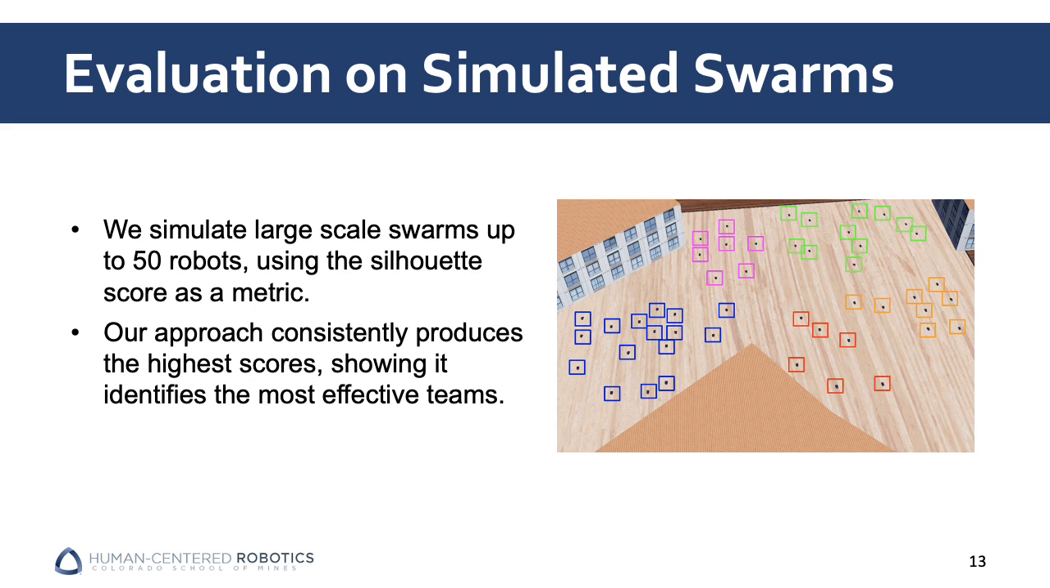So we next simulated multi-robot systems that don't have ground truth team assignments. We simulated swarms of between 10 to 50 robots and divided them into 3 to 5 teams. One example can be seen on the right in that multi-robot simulator, where we divided a swarm of 50 robots into 5 teams. Again, our approach consistently produced the highest silhouette scores, showing it identifies the most effective teams compared to other existing graph embedding methods.